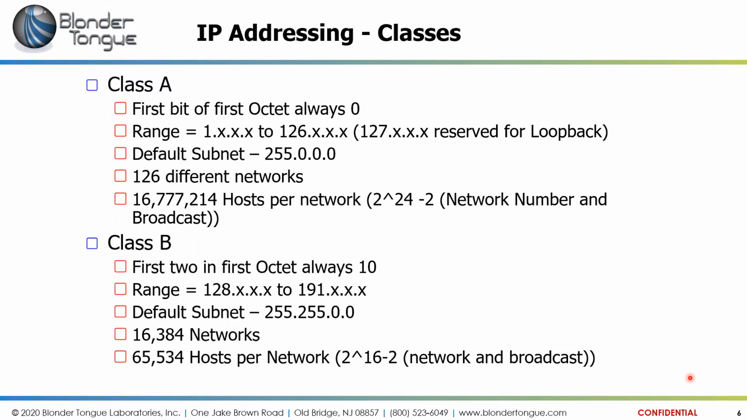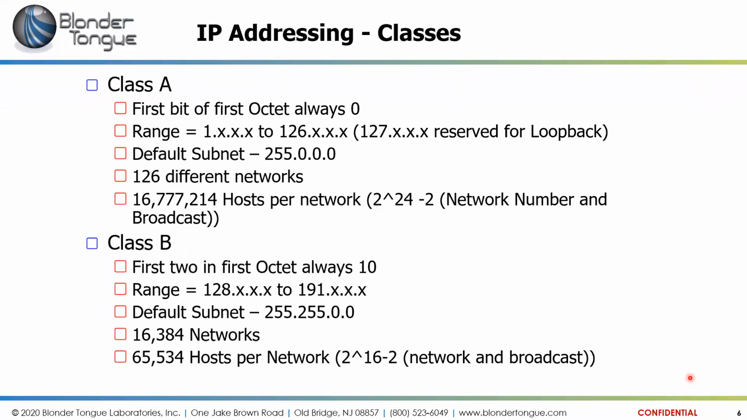So in a Class A, again, the first octet is for the network. And in a Class A, the second, third, and fourth octets are for the hosts. So if we take the number of hosts, which is 24, right? There's 8, 8, and 8 in the octets there. So raise 2 to the 24th power, and then subtract 2 from that total. One is for the network number and one is for the broadcast address. And you wind up with 16,777,214 available hosts for each one of those networks.